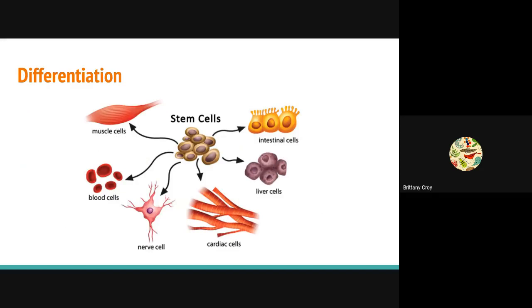This is a nice graphic of differentiation. So in the middle there, we have our stem cells, and then notice they're developing into muscle cells, blood cells, and nerve cells. So this would be an example of embryonic stem cells differentiating to be able to form a person.